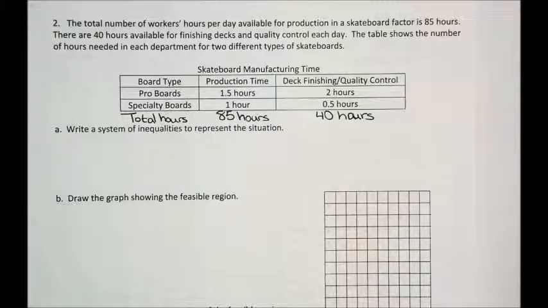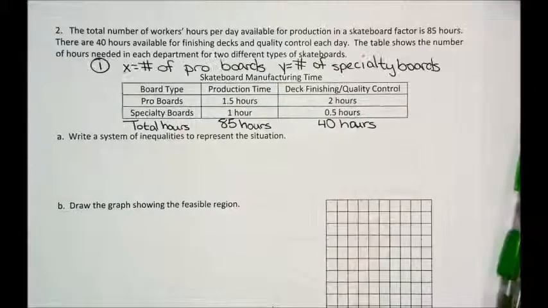The first inequality that we're going to write has to do with the production time. Two of the constraints that they give me in our problem is that there's a maximum number of hours for both production and for deck finishing and quality control. There's 85 hours available for production, and then there's 40 hours available for quality control. We need to relate all of our information in our table into an inequality.